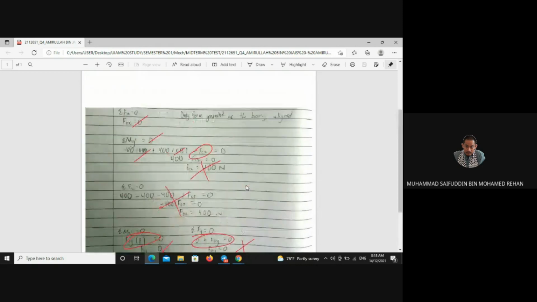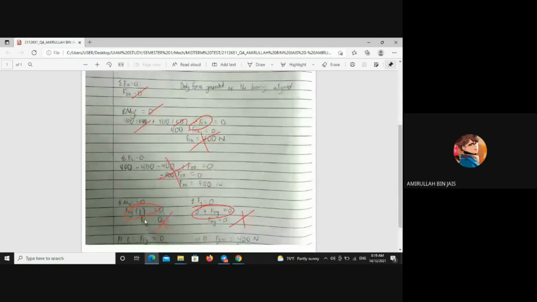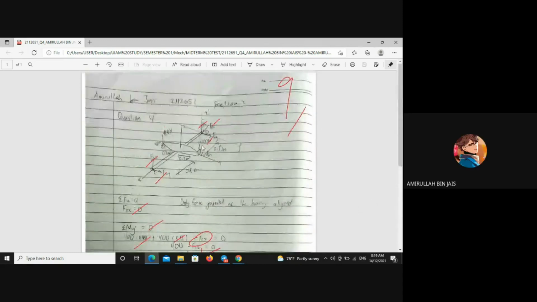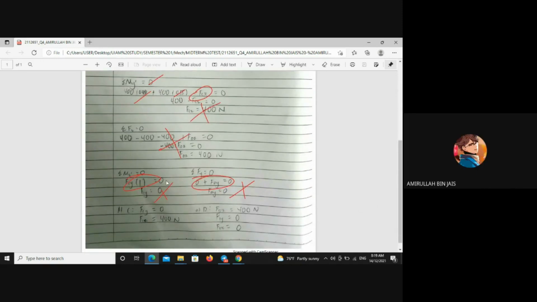Go back up. Which one do you do? MZ prime, this one. Okay, so all the forces are vertical, is it? Only FCY is related to MZ prime. So FCY1 equals 0. Why is it wrong?